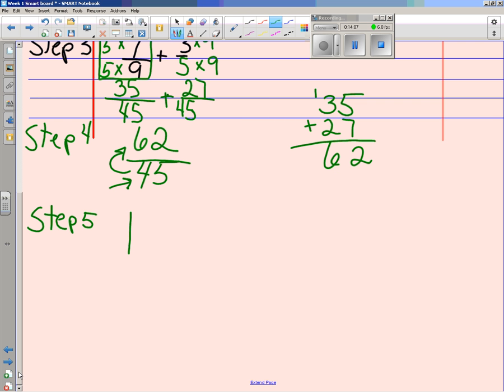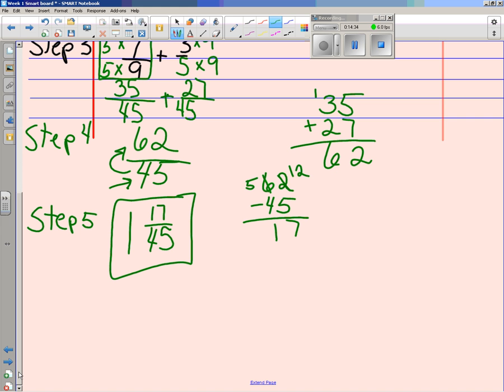Then I'm going to take 45 out of 62, so I'm going to find out how much is left. 62 minus 45. It's kind of like the remainder after 45 goes into 62 once. And what I'm going to end up with is 17. So my answer is going to be 1 and 17/45ths. That is my final answer. Put a box around it. You are done.